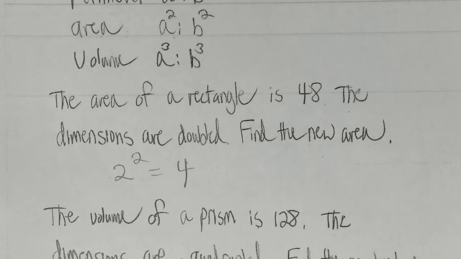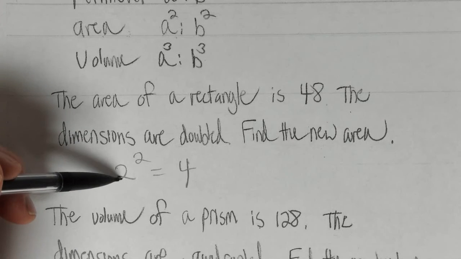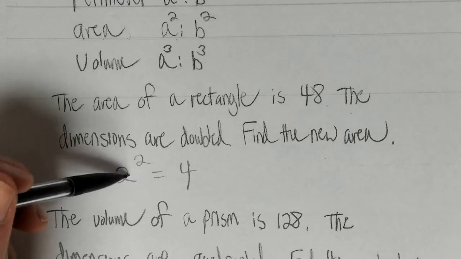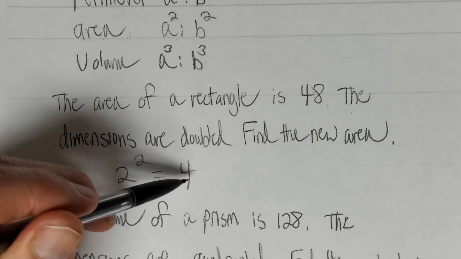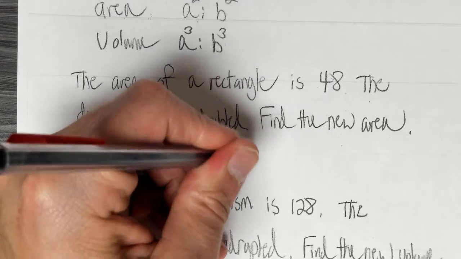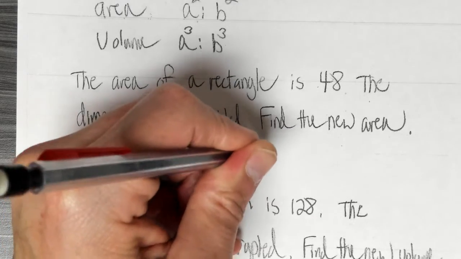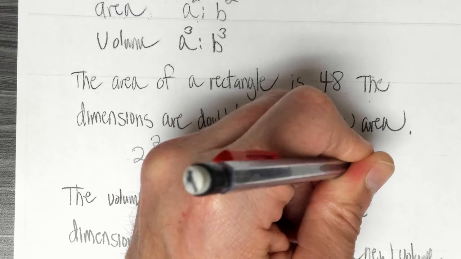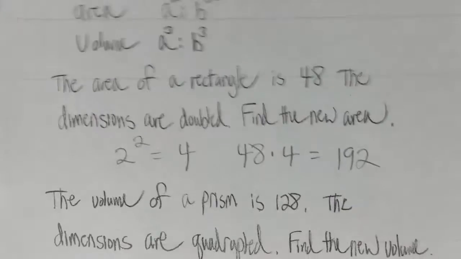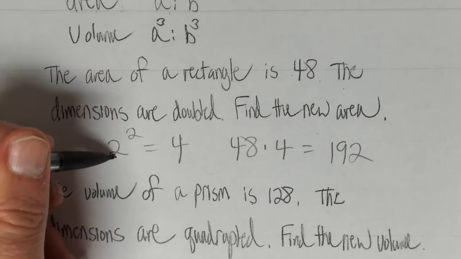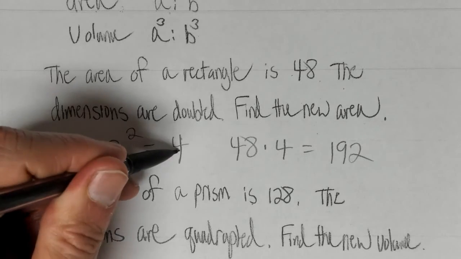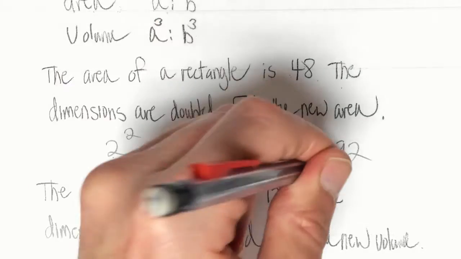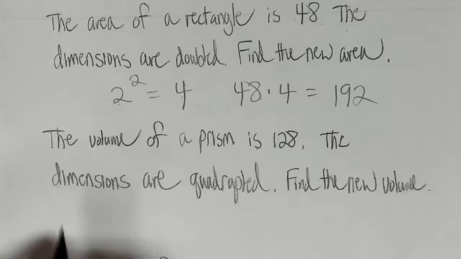So if the scale factor is 2, like I said, the area is going to get bigger by a factor of 4. Well, if the original area was 48, then the new area is going to be 48 times 4, which is 192. So again, we'll take the scale factor, raise it to the appropriate power, multiply that by the original, and that'll give you the new number. So we'll do a couple more of these.